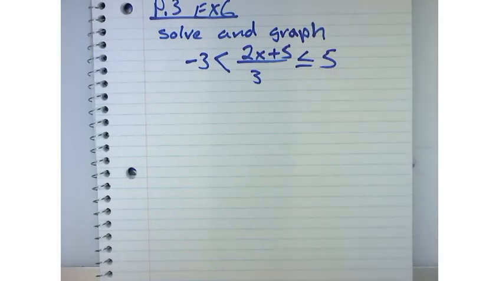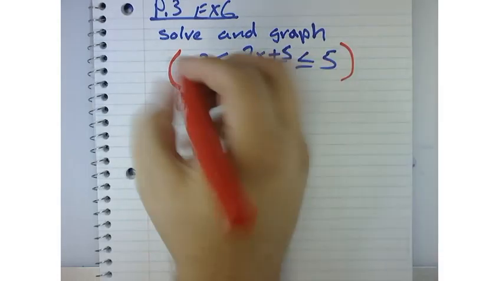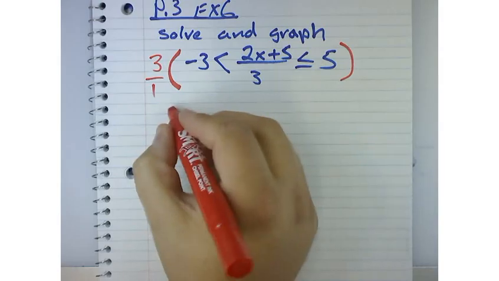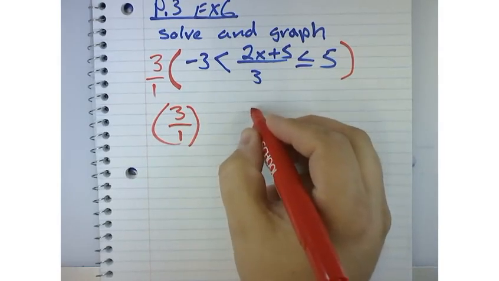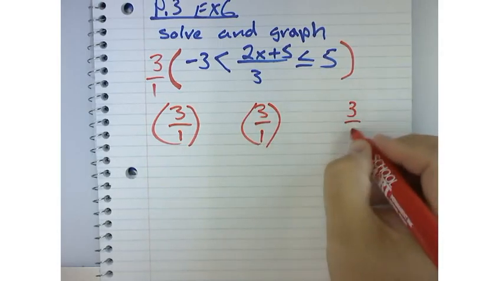Alright, what is it that we don't like? Fractions. So what do we do? Get rid of it. How do I get rid of it? Multiply by 3. So what I'm going to do, we could do this all in one step. I can multiply the whole thing by 3 over 1. So I'm going to say 3 over 1 and then 3 over 1 and then 3 over 1 here.